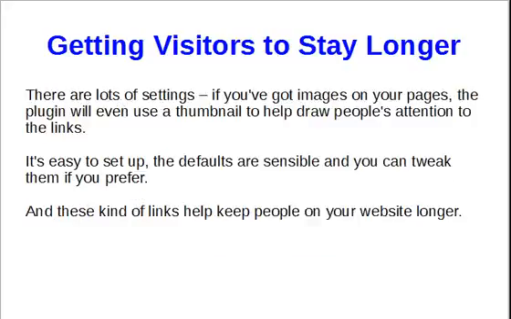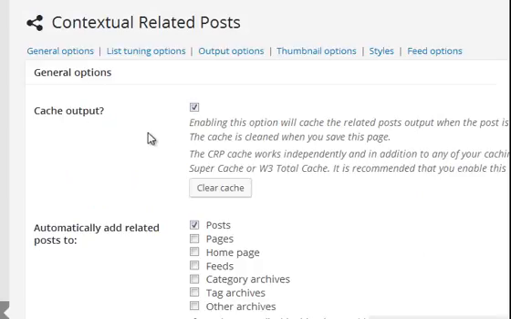Lots and lots of settings. If you've got images on your pages, it's fantastic. YARPP is as well. The plugin will use a thumbnail to help draw people's attention to the links, and it's easy to set up. Defaults are sensible, and you can tweak them if you prefer. And these kinds of links help keep people on your website longer because they explore more of it. I'll show you the screen in Contextual Related Posts. It's got a lot more options.